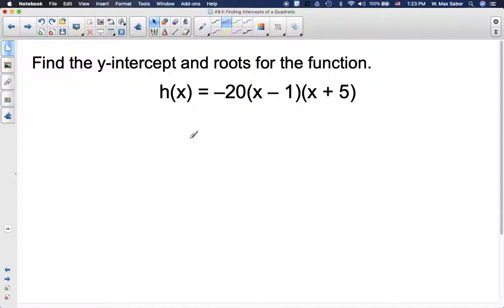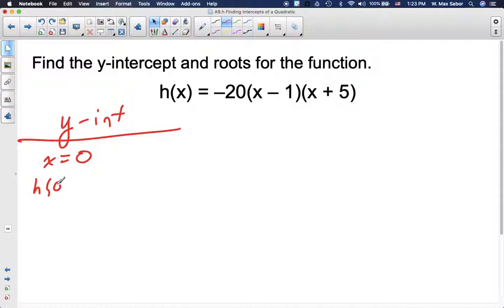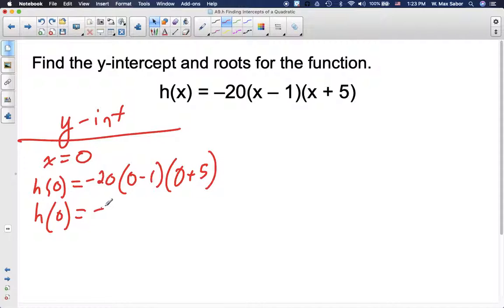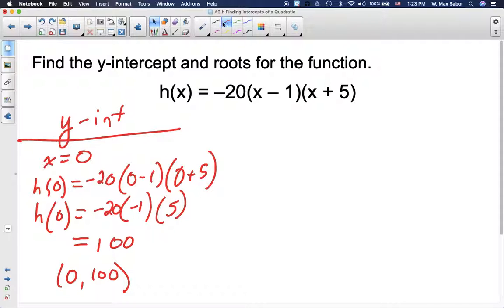Last one, the y-intercept for this. Here, the y-intercept is when x equals 0. So we have to say h of 0 equals negative 20 times 0 minus 1 times 0 plus 5. h of 0 equals negative 20 times negative 1 times 5, which is 100. So 0, 100 is the y-intercept.